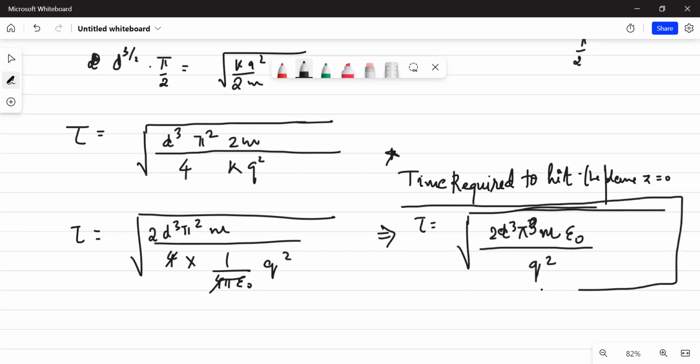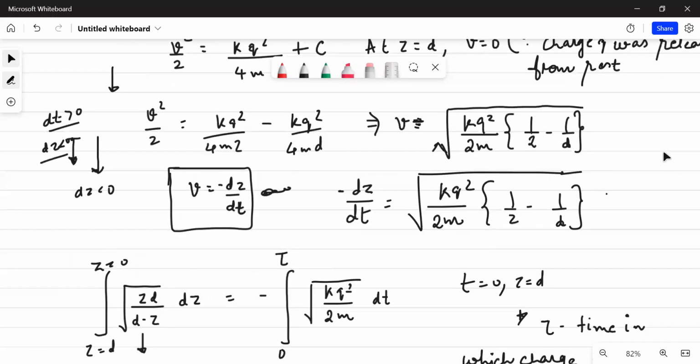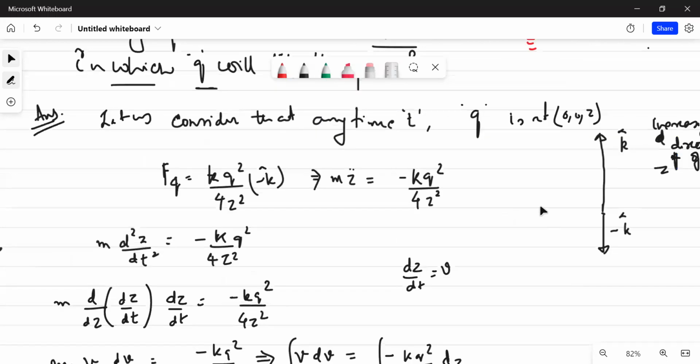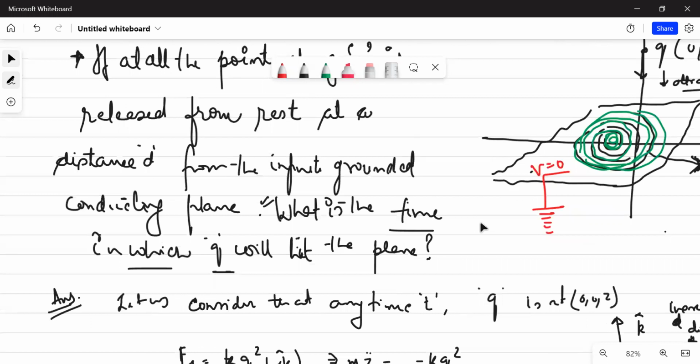Okay, so I don't know if you can remember this, but this is the result. This is the time this charged particle q would take in order to hit the plate. I hope it is clear. So I think this is quite clear to you.